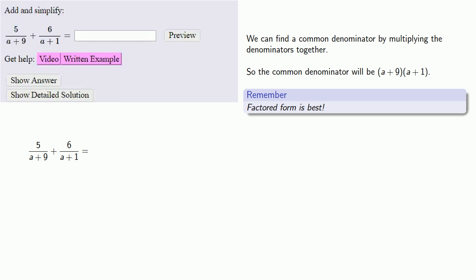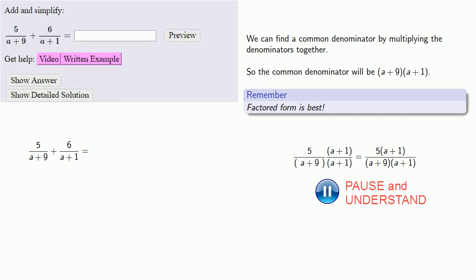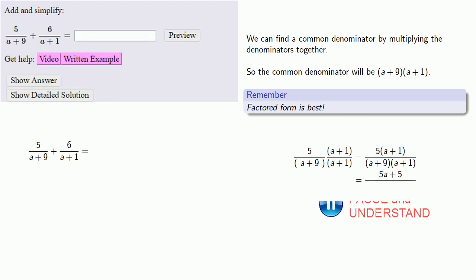So our first rational expression has the factor a plus 9, but it's missing the factor a plus 1. So we'll multiply numerator and denominator by a plus 1. Now, while factored form is best, we are going to have to do something with the numerator, so we'll multiply it out to get... However, the denominator isn't going to change, so we'll leave it in factored form.